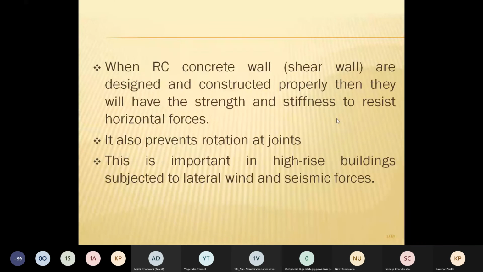When RC concrete walls or shear walls are designed and constructed properly, they will have the strength and stiffness to resist horizontal forces, and they prevent the rotation of the joints. This is important specifically in high-rise buildings subject to lateral loads, wind, and seismic forces.